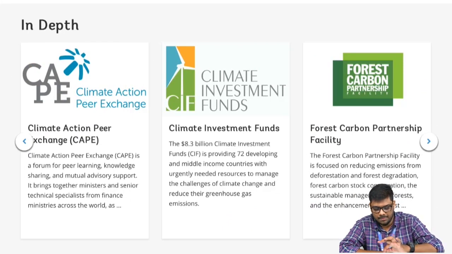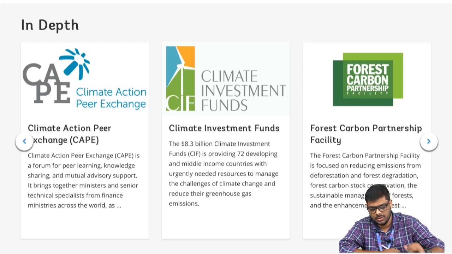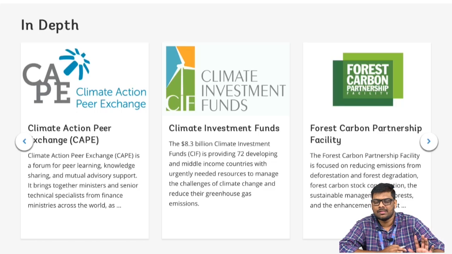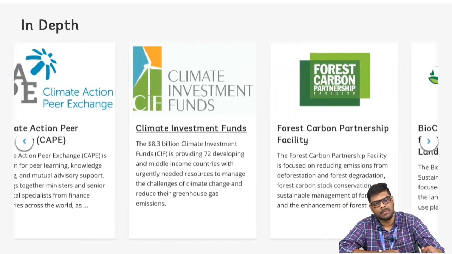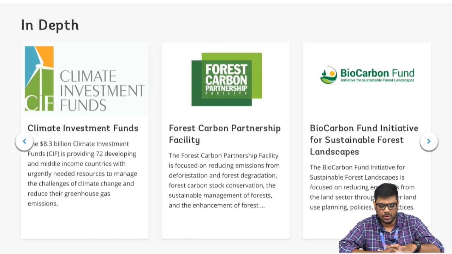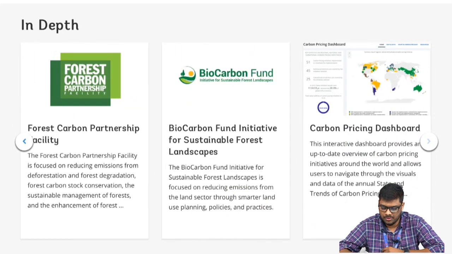Then Forest Carbon Partnership Facility. This was a question in 2016 or 17. See, UPSC do not complicate things much. They keep it simple. They visit either World Bank or UNEP or UNFCCC or other Rio Conventions and pick a question from there. There are more for you. Biocarbon Fund, the question we just saw, which was taken from the World Bank homepage. And again, Carbon Pricing Dashboard. This can be another question.